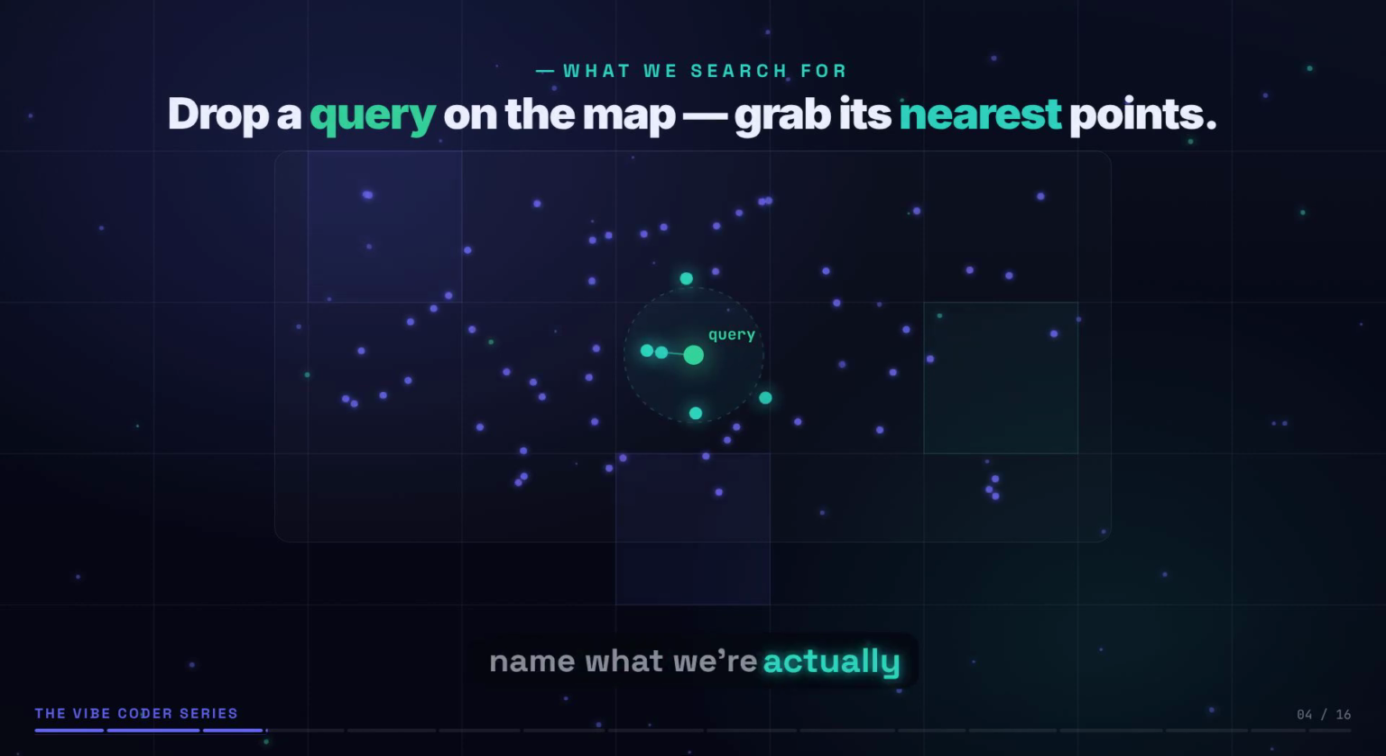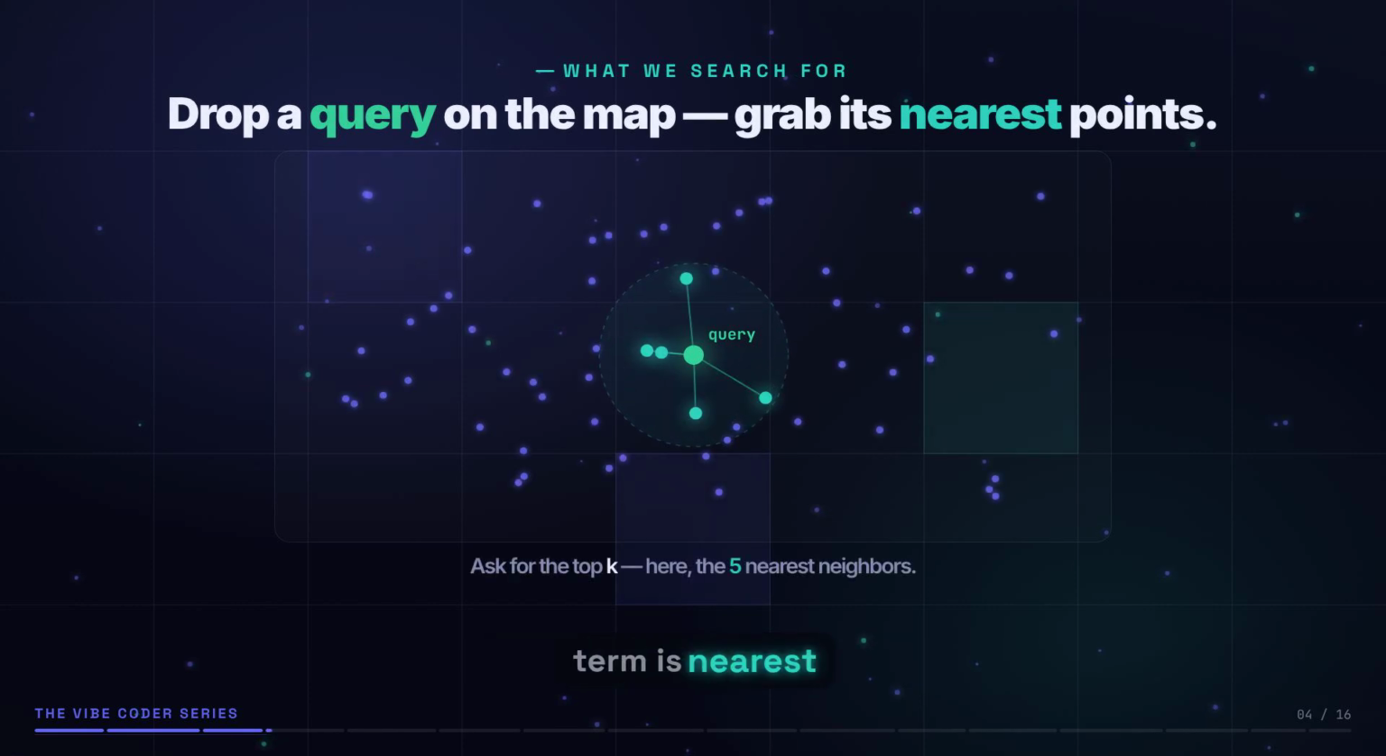Let's name what we're actually searching for. The technical term is nearest neighbor search. Picture your query as a single new point dropped onto the map of meaning. The answer you want is just the points sitting closest to it, its nearest neighbors. Ask for the top 5, you get the 5 nearest. Ask for 10, you get 10. That count is usually just called K. You're asking the database for the K closest points, no more and no less.